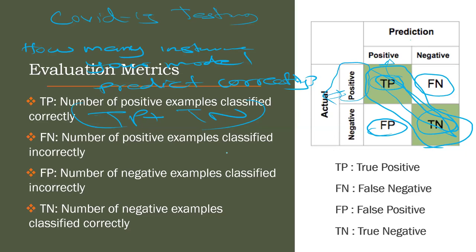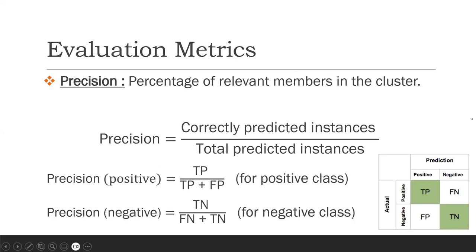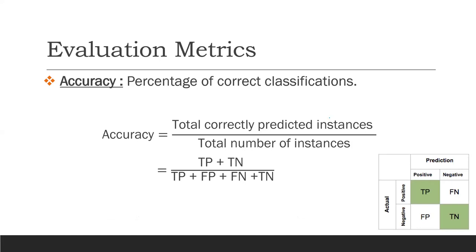If you look at this example, actually they have positive and your model also says positive. This is correctly predicted for positive. Not only positive, you need to think about the negative as well. Actually they have negative for the symptoms and your model also predicts negative. So the sum of true positive plus true negative is the correctly predicted instances.